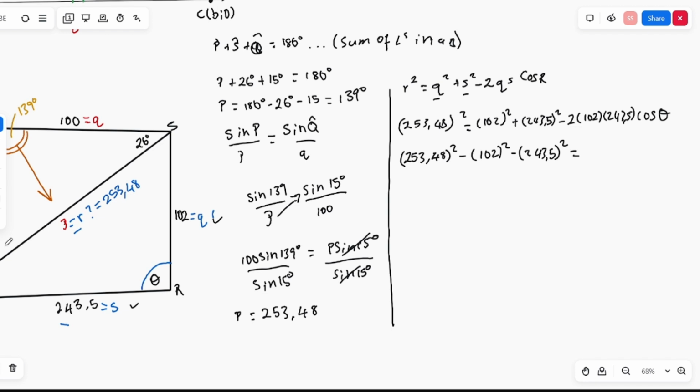And then after transposing, guys, you know that you are going to be left with negative 2 multiplied by 102 multiplied by 243.5 cos theta. Right, so we are simply going to divide by negative 2 multiplied by 102 multiplied by 243.5. Hopefully, guys, I'm making sense. If I'm not making sense, please feel free to correct me in the comment section below. So this is how we go about it, it's not squared here.